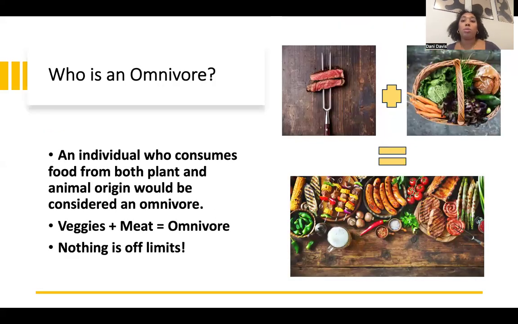So who is an omnivore? An individual who consumes food from both plant and animal origin would be considered an omnivore. So veggies plus meat equals omnivore. Nothing would be off limits. So an all plant-based diet along with consuming all types of meats.